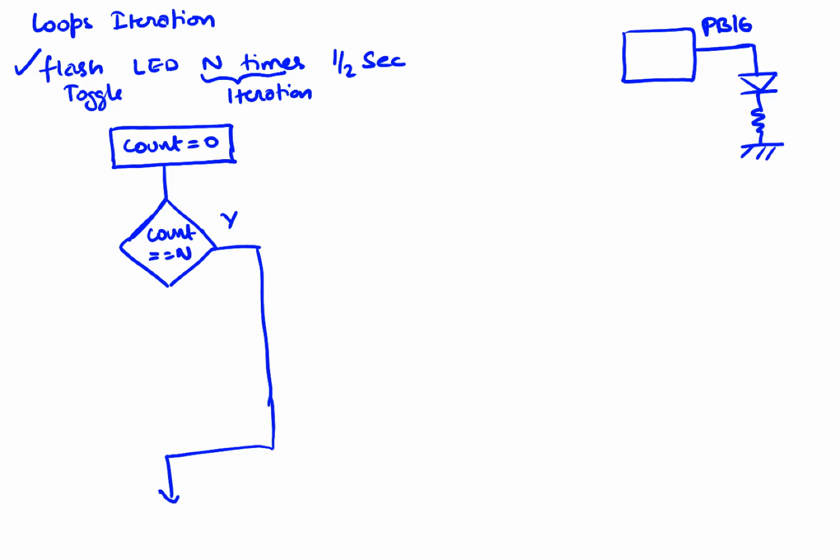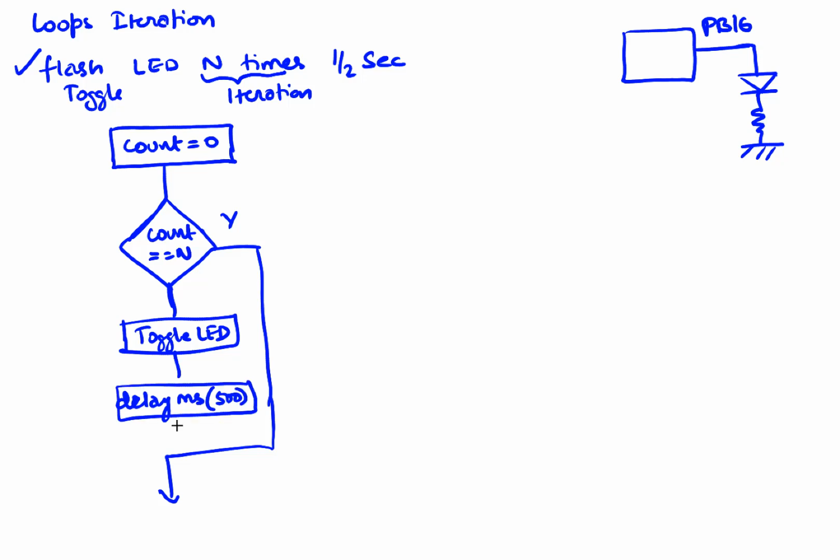I like to be done. And if it is not, then we'll write a function called toggle. We'll say toggle LED, right? And then we want to wait for a certain amount of time. So that's half a second. So I have a function called delay, for delay in milliseconds, and I'm going to pass that the number 500, which is delay for half a second.